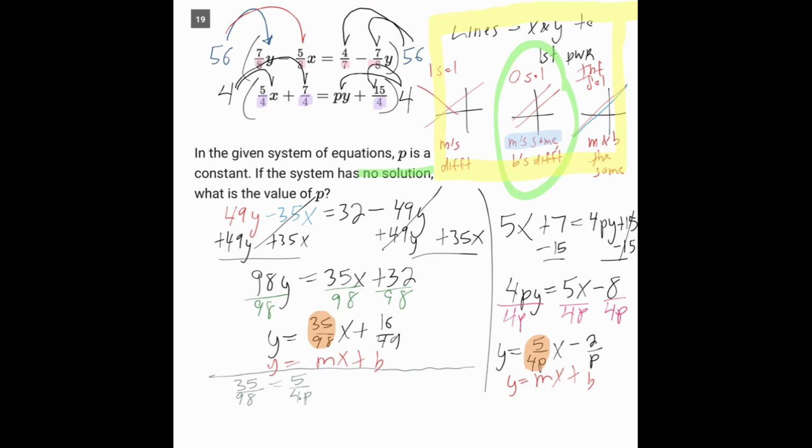And one thing we can do here is cross multiply. We can say 35 times 4p equals 5 times 98. Multiplying that out, 35 times 4 is 140. And 5 times 98 is 490. Now we can divide both sides by 140. What's 490 divided by 140? And that's 3.5. And that is our answer for p.